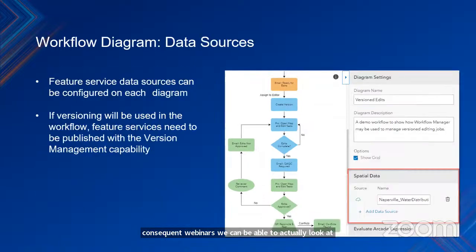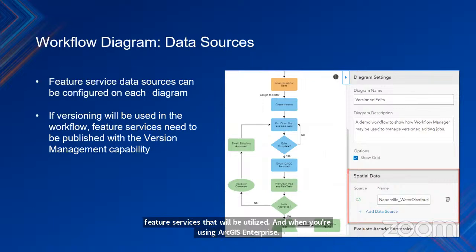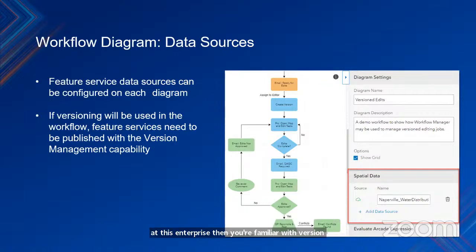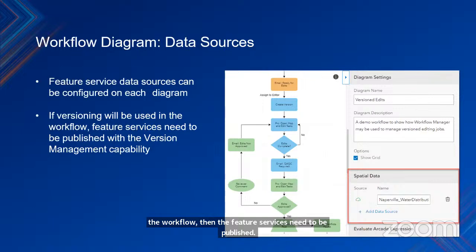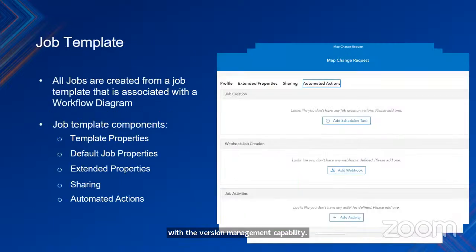So when you talk of the data sources, then the feature service data sources can be configured on each diagram. Okay, you could have various feature services that will be utilized. And when you're using ArcGIS Enterprise, or those of us in the webinar who have ArcGIS Enterprise, then you're familiar with versioning of data. And if versioning will be used in the workflow, then the feature services need to be published with the version management capability. So those are some of the things that you have to be keen on. But remember, the resources are always very much available.